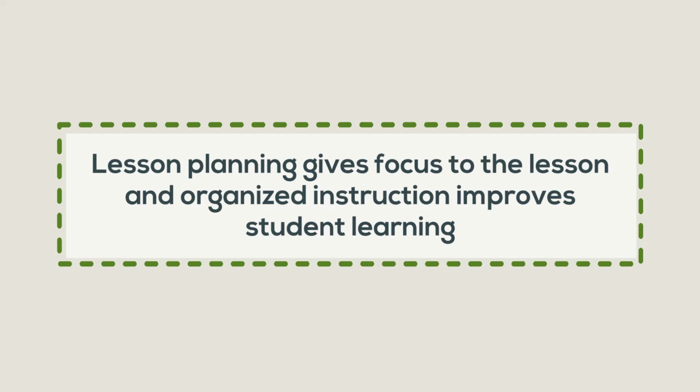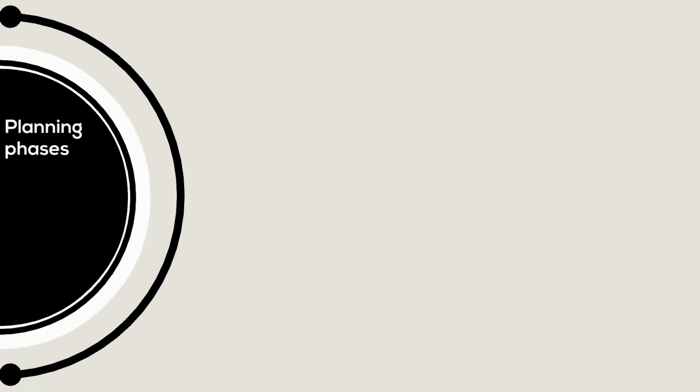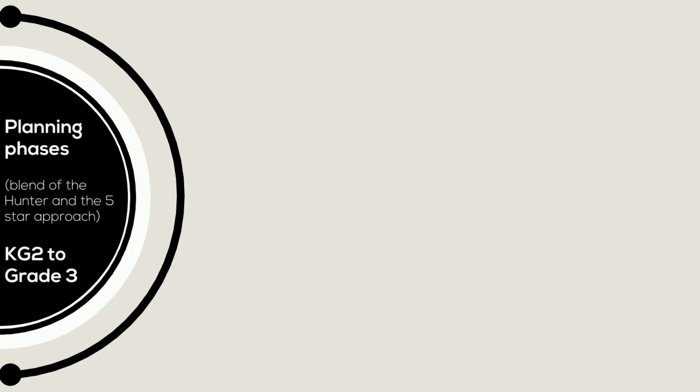In the following example, I have outlined phases that we teachers might want to bear in mind when planning a whole class lesson. This is a blend of the Hunter and the 5-star approach. Keep in mind that this approach should be used with KG2 to grade 3. Preschool education has another type of lesson plan.